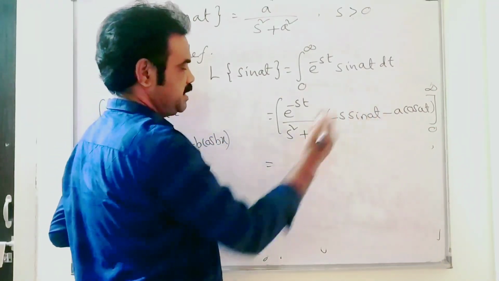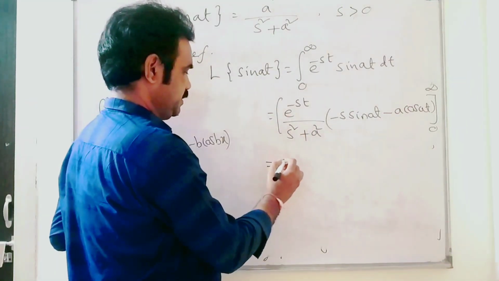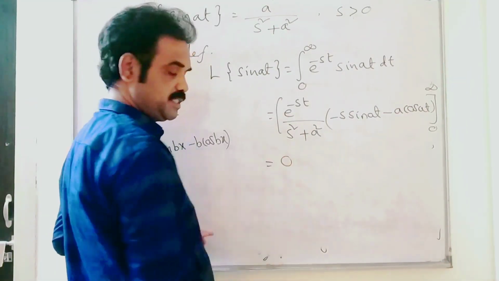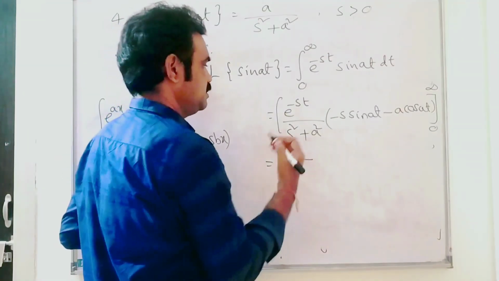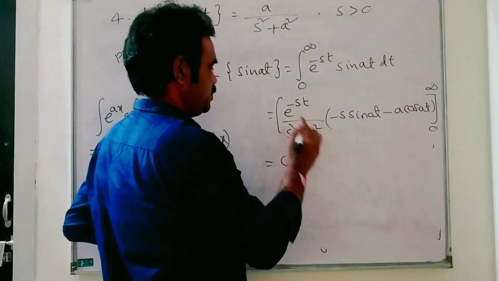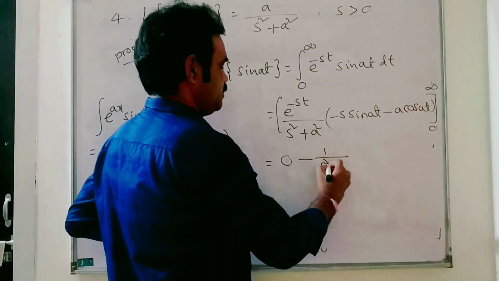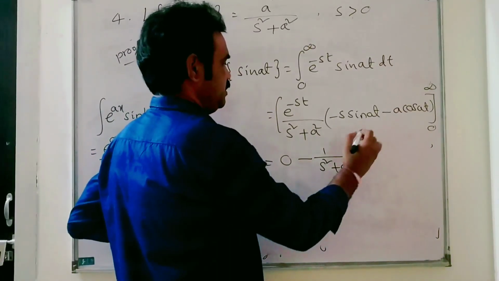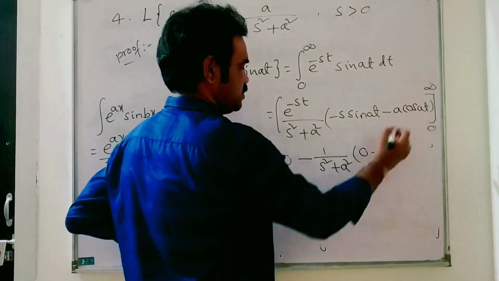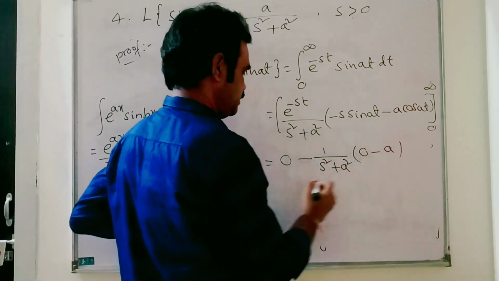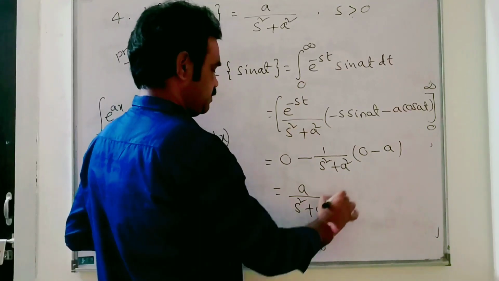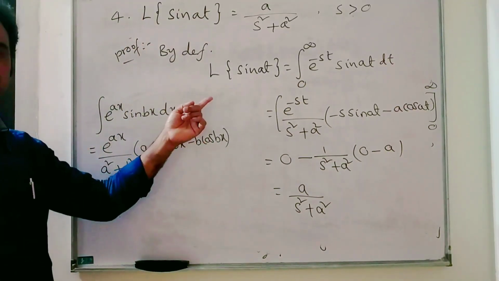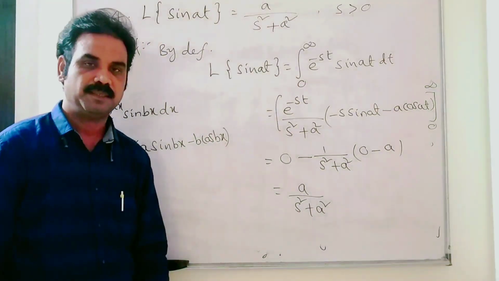Here the upper limit is infinity. If you substitute infinity, the first term becomes 0, since e power minus infinity is 0. Minus, e power 0 is 1 by s square plus a square into sin 0 is 0 minus cos 0 is 1, a remains here. This is equal to a by s square plus a square. L of sin at is a by s square plus a square.